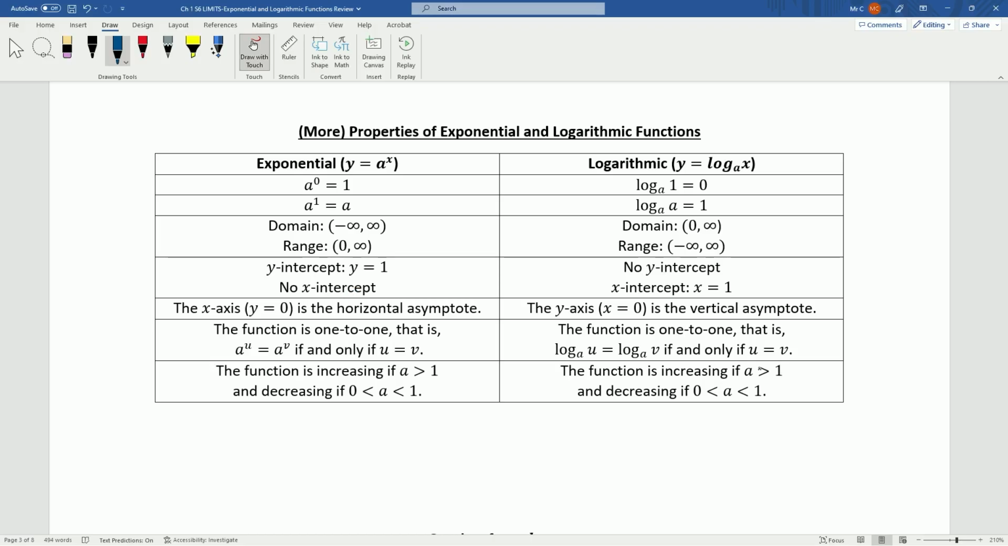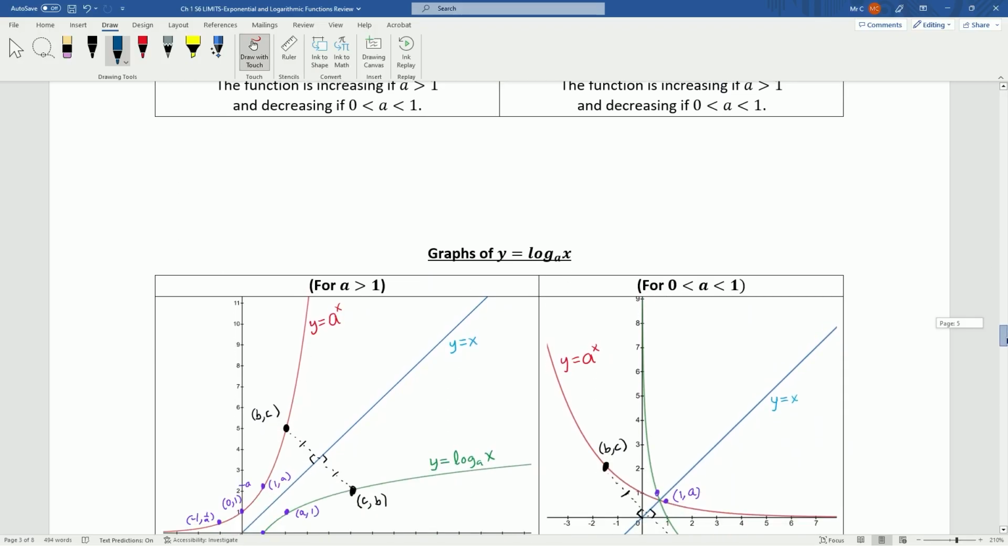Switch your x and y values. The x-axis is a horizontal asymptote for the exponential function. That's y equals 0. So the y-axis, which is x equals 0, is the vertical asymptote for the logarithmic function. Switch your x and y values. Same thing. The exponential function is 1-to-1. The logarithmic function is also a 1-to-1 function. And both of these functions are increasing if a is bigger than 1, and both are decreasing if a is between 0 and 1. And we'll see that part a little more clearly in these graphs.